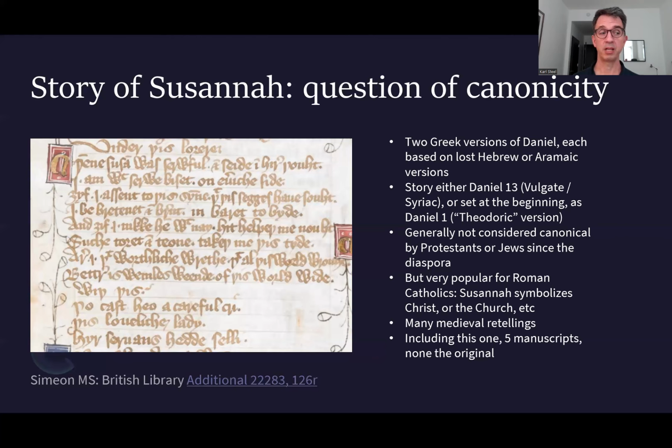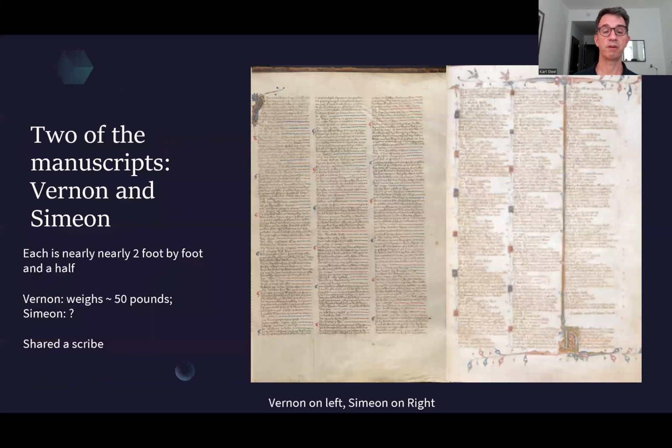2 of the versions of this survive in enormous books, one of which is called the Vernon Manuscript, one of which is called the Simeon Manuscript. They are 2 feet long by 1.5 feet. The Vernon Manuscript weighs nearly 50 pounds, so this is not a portable book. It's a book that if you wanted to move it, you would probably have your servants move it around for you, because these are extremely expensive.